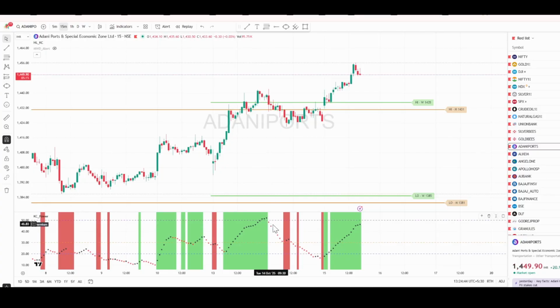So you see that the momentum is actually dropping. That's why I'm saying, but today you look at the price closed above this and you see the momentum is picking up. So this indicator will help.